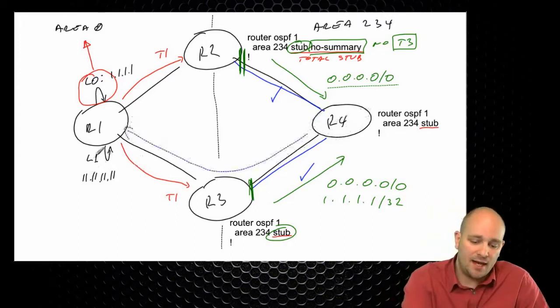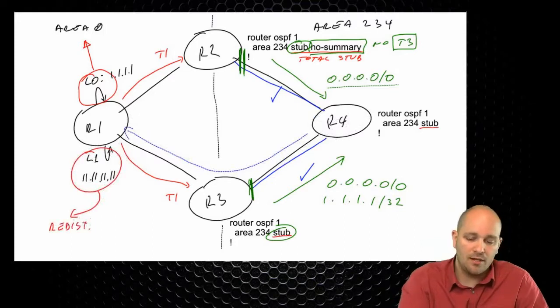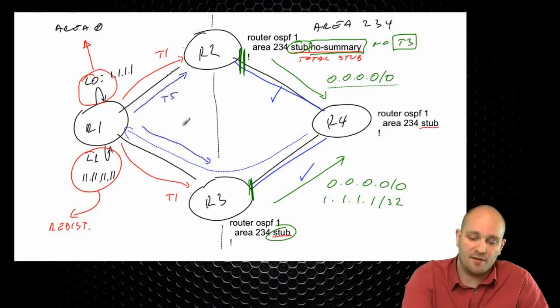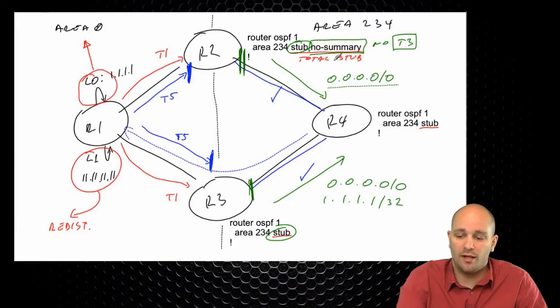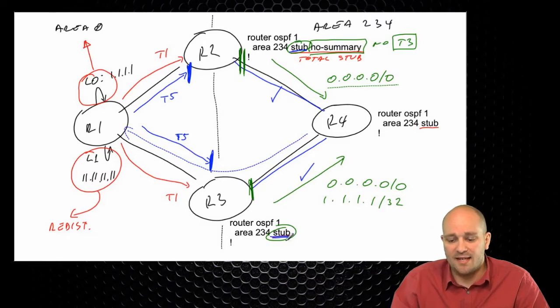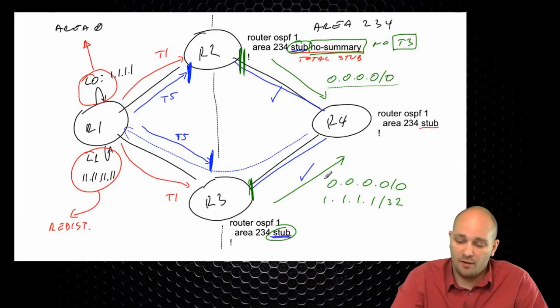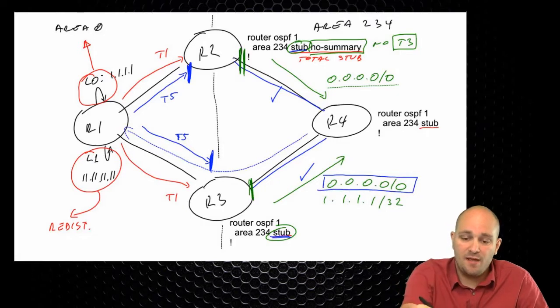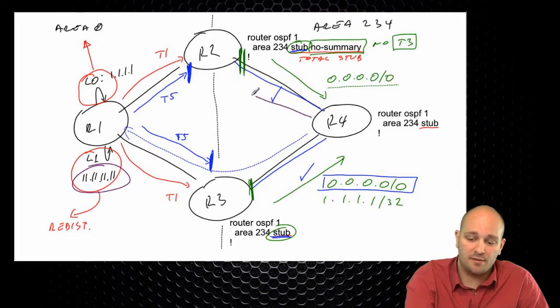But let's say that I actually redistribute this into my OSPF. So this is now going to be advertised to R2 and R3 as type 5 LSAs. Now, type 5 LSAs are not allowed to go into the stub area. This is what stub area does. It does not allow type 5 LSAs. But because I do have a default route here, if I am to reach 11.11.11.11, the path will actually be load balanced.